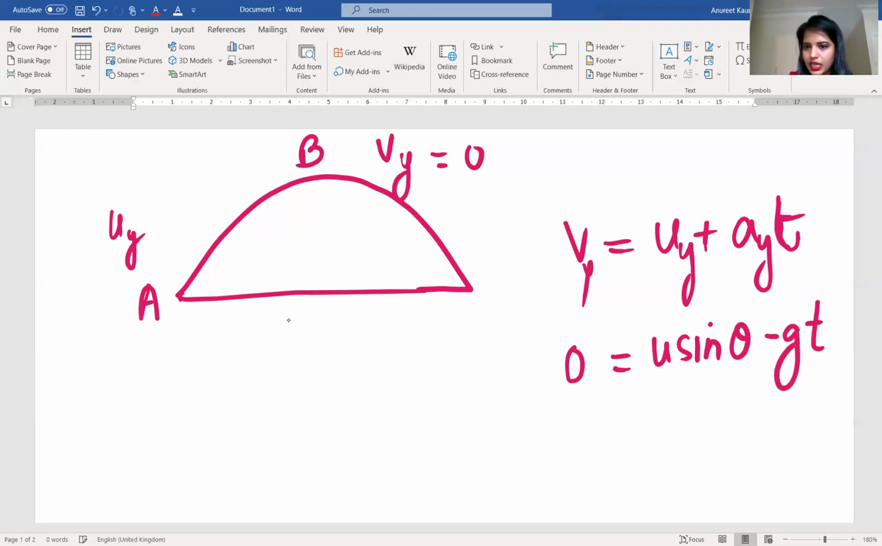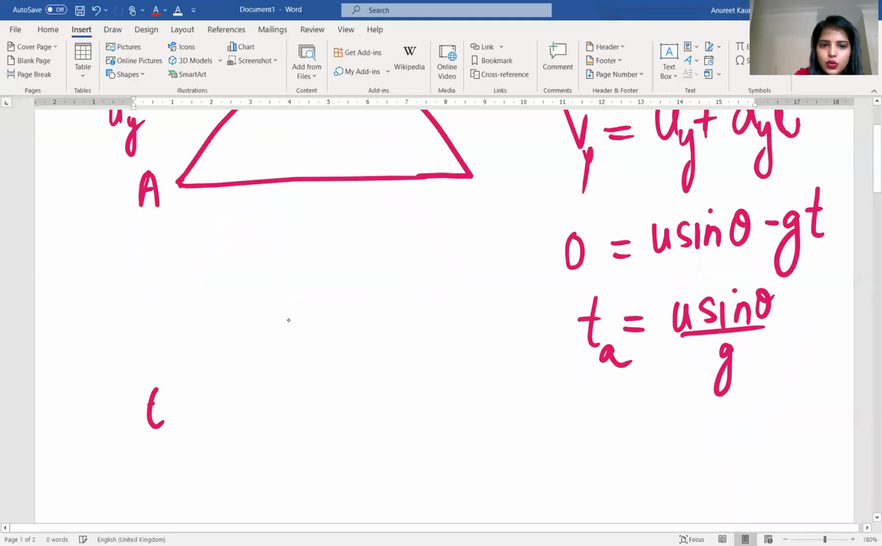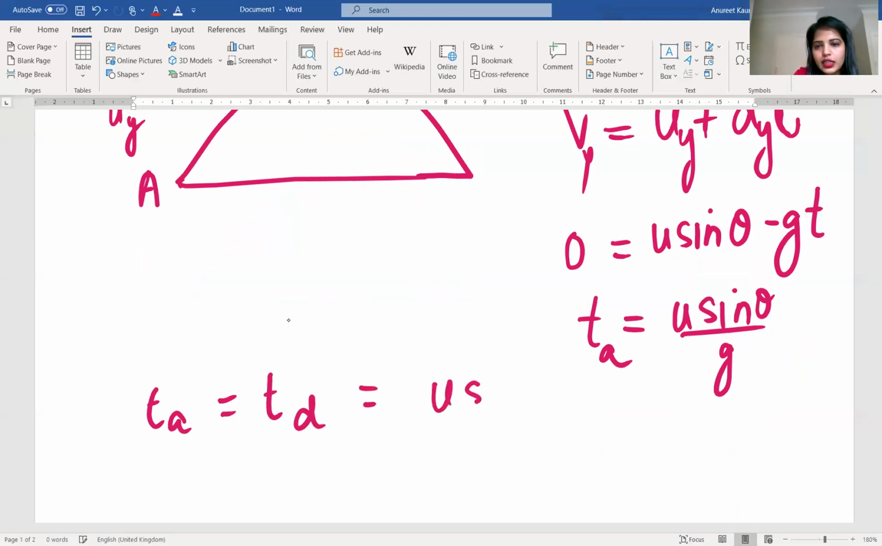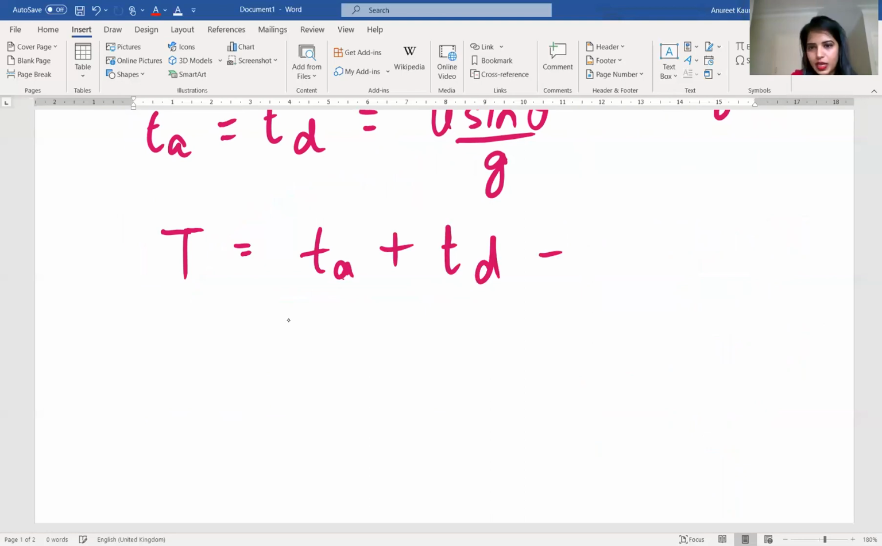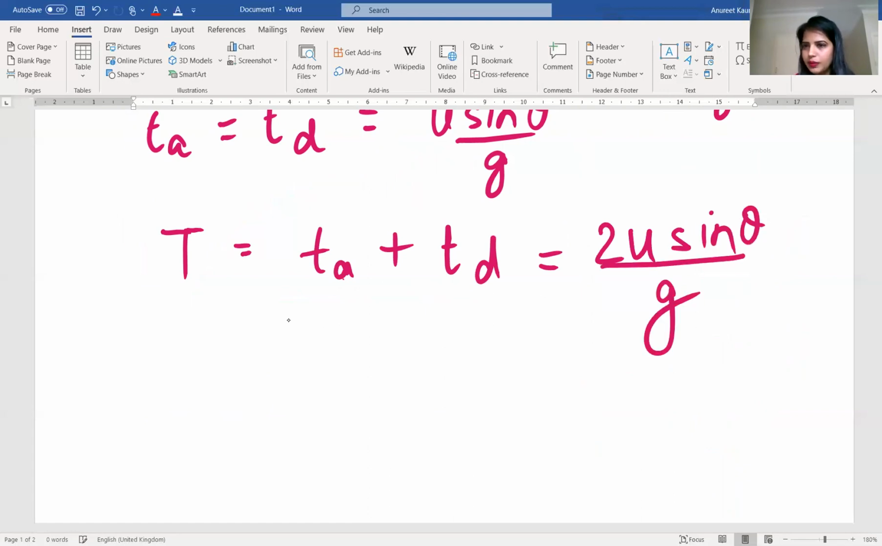From here, my time in going from A to B, which is also known as the time of ascent of the object, is equal to u sine theta by g. Time of ascent will be equal to time of descent, so that is also u sine theta over g. And the total time of flight would be time of ascent plus time of descent. Both of them are the same, so the answer would be 2u sine theta by g.